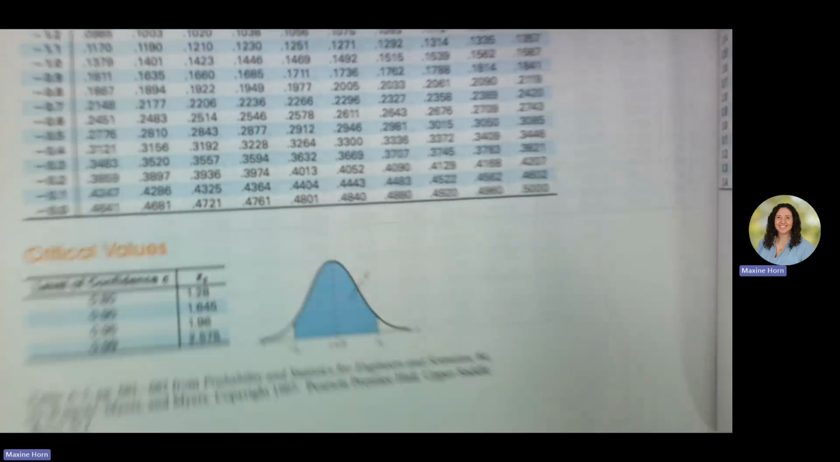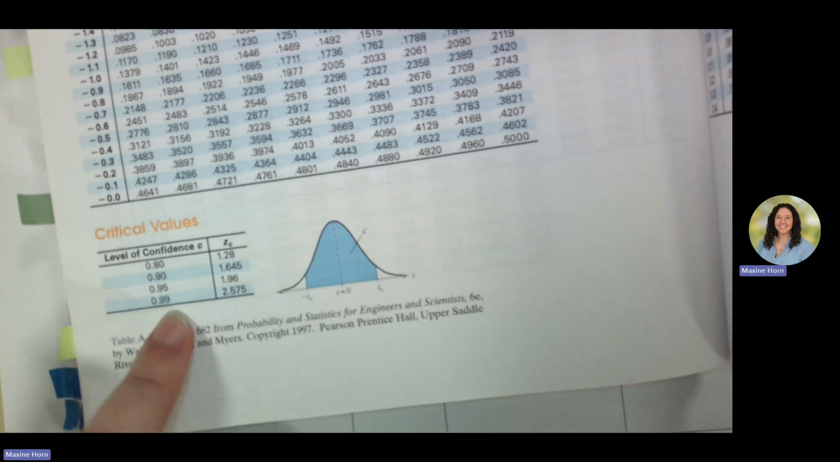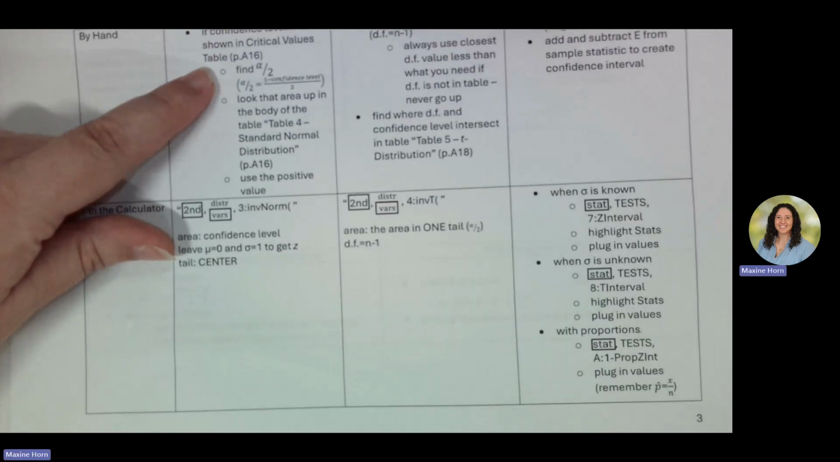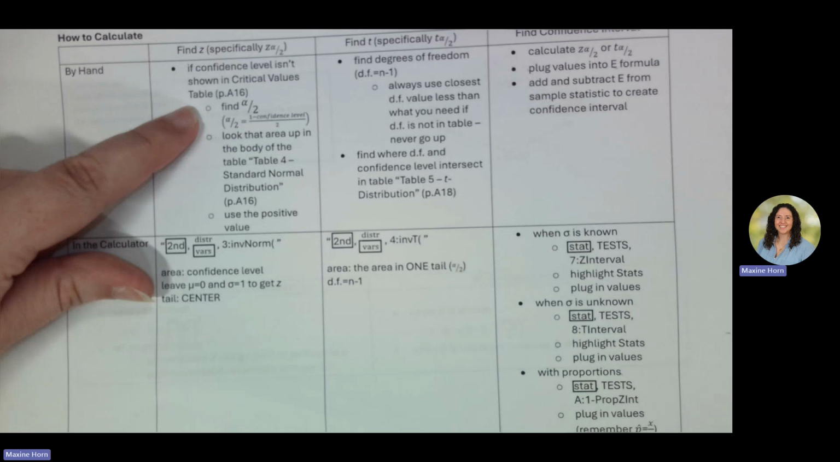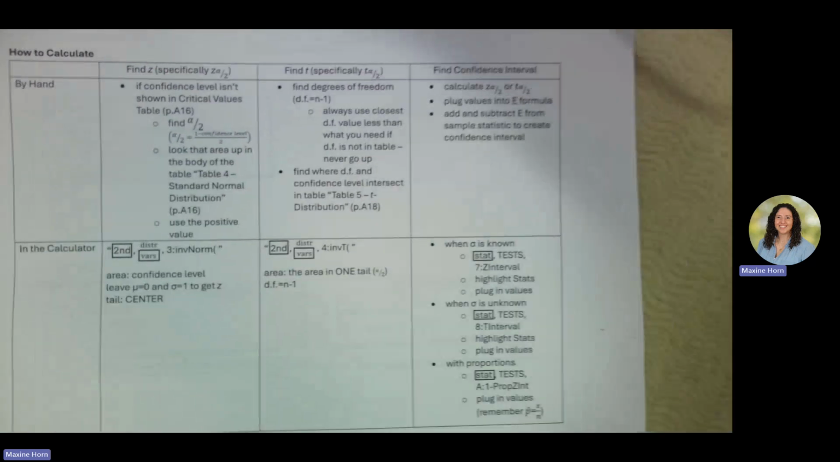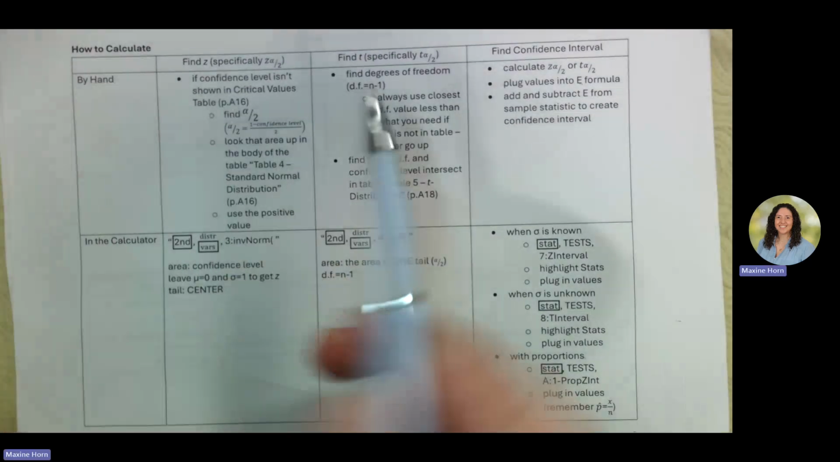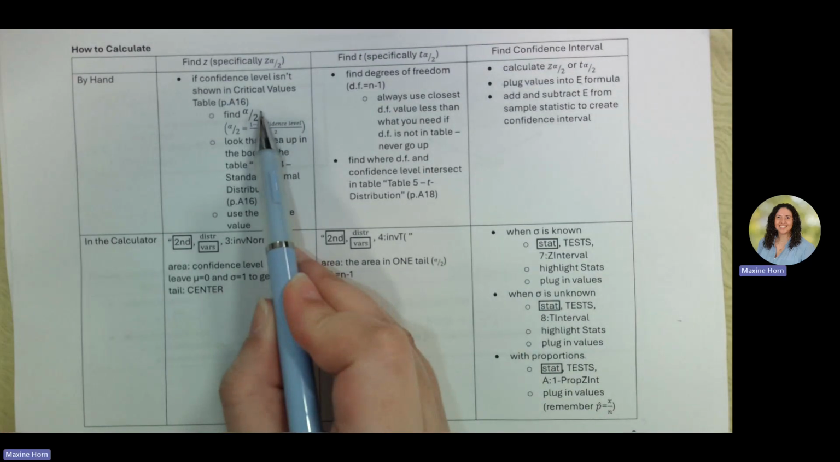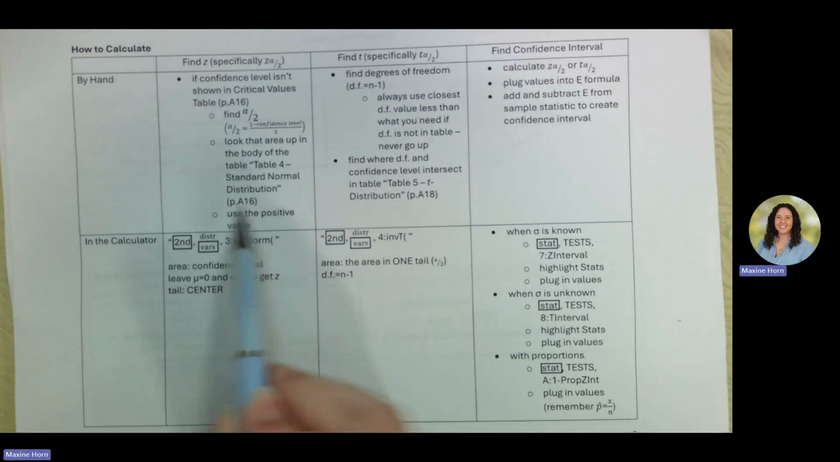Okay, so ours was 98%. Well, unfortunately, 98% is not here. Okay, that's okay. We can still find it. It just means it's going to take just a little bit of extra work. So the confidence level isn't shown in the critical values table. I gotta zoom this out again. I feel like this can't see the whole page here. Okay, so the first thing we have to do is find the alpha halves and then look that area up in the body of the table and make sure to use the positive value.